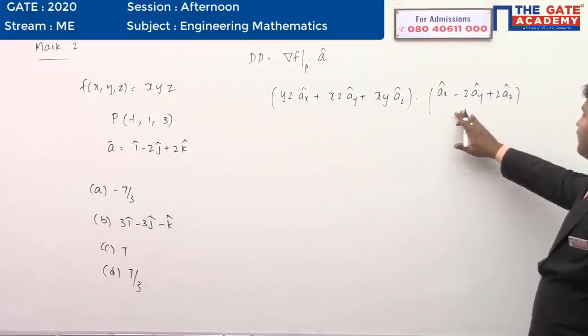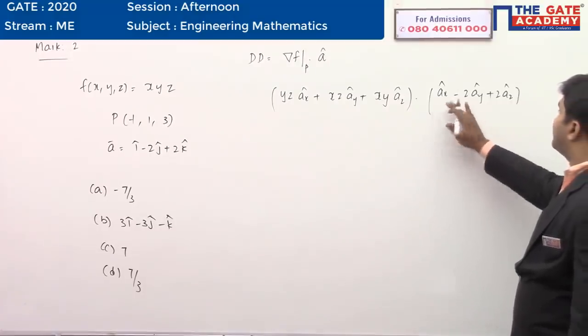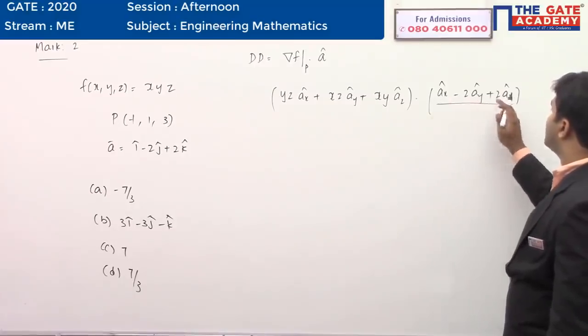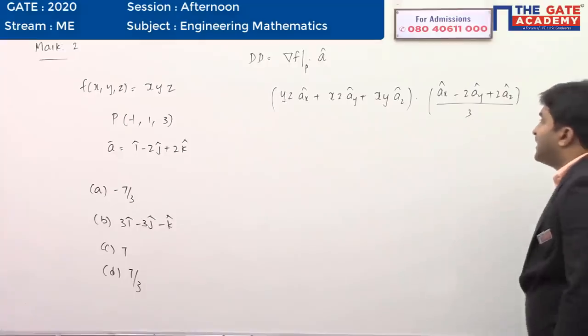What is the unit vector of this vector? The unit vector is given by the vector divided by its magnitude. So what is the magnitude here? Under root of 1 plus 4 plus 4 is nothing but 3. Correct? Yes or no?